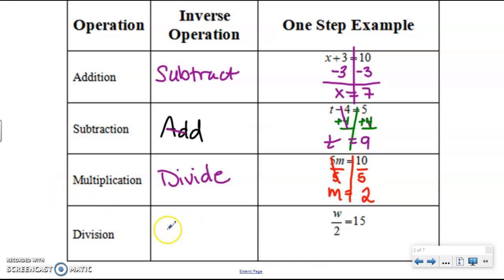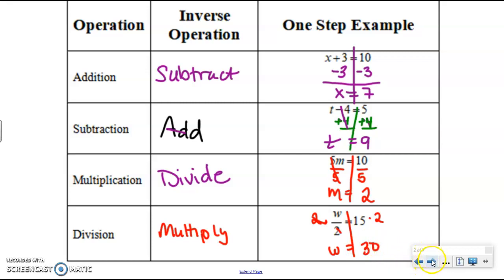And then the last one, the opposite of division, is multiplication. A lot of students will look at this problem and say, hey, it's a fraction, I don't like fractions. You just need to remember this is w divided by 2. So instead of dividing by 2, we can do times 2 on both sides. My 2's cancel. 15 times 2 is 30. So there's 4 examples.